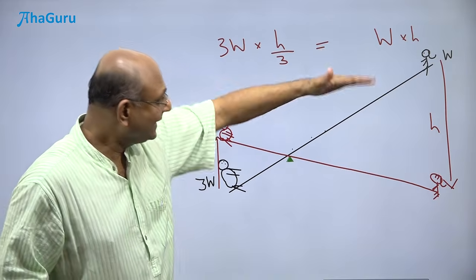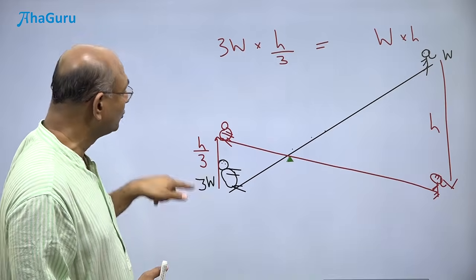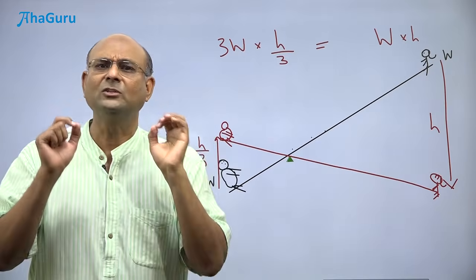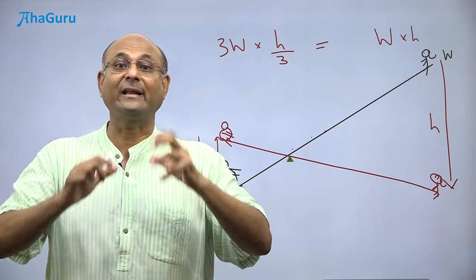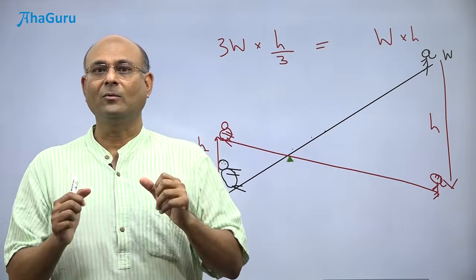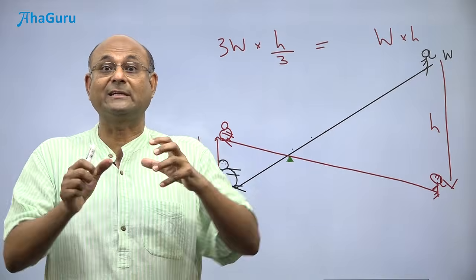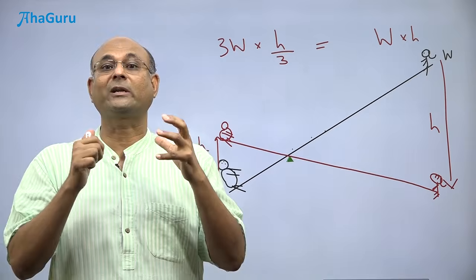And now the next step is when the boy goes down, the girl will go up. The boy will lose 3W into h by 3, the girl will gain W into h. So the idea that weight into height is not really lost, it is only transferred, was something that struck Archimedes. Now, obviously, if such an important quantity is not getting lost, it must have a name. So he gave it a name, he called it potential energy.